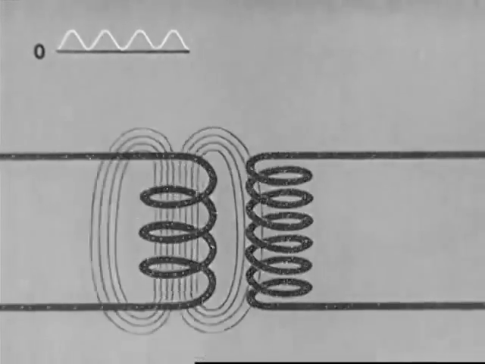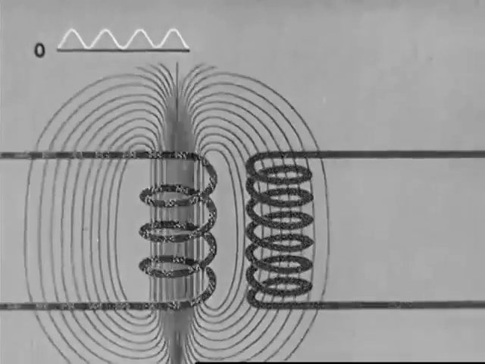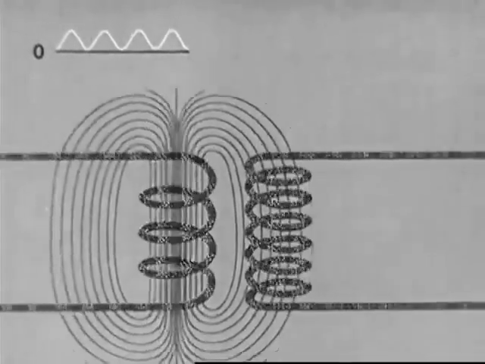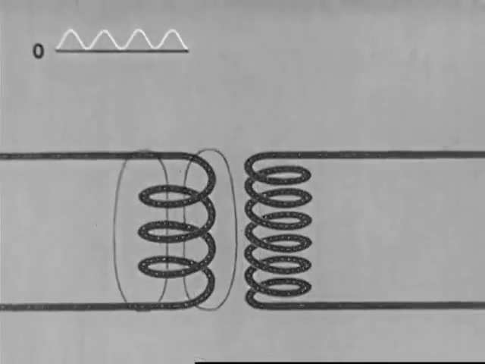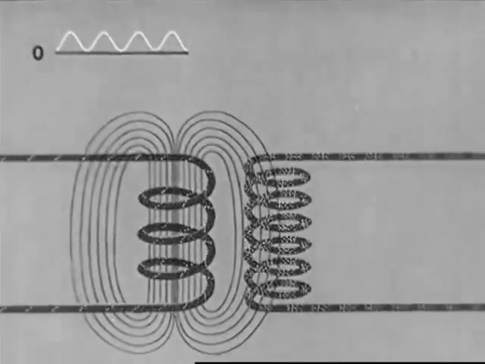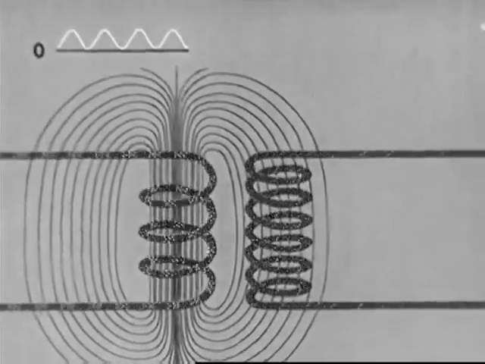In this schematic transformer, the primary coil, which is a part of the transmitter circuit, is at the left, and the secondary coil is at the right. As the current increases in the primary coil, it builds up a magnetic field which sweeps across the loops of the secondary and starts a flow of electrons.